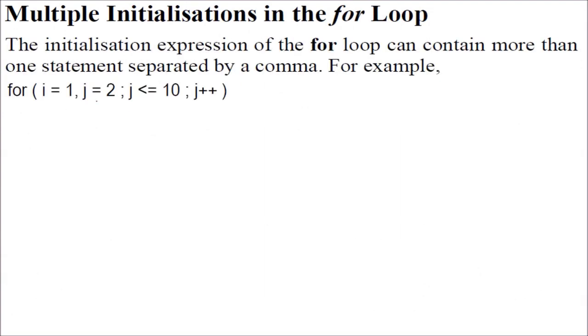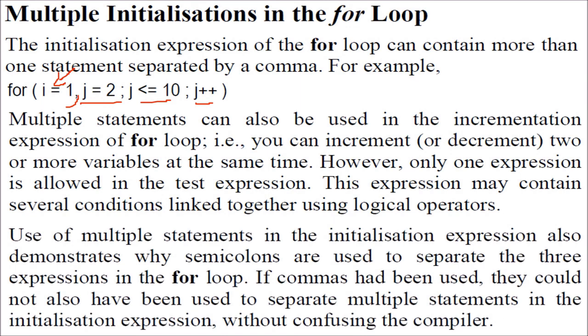Multiple initializations for the for loop. Inside the for loop, we can initialize, say we are using i and j, j equal to 2. We can also initialize i equal to 1. This is also possible. You just have to use a comma here, not a semicolon. So this can be multiple initialization, and whenever you get into proper programming, you will see this becomes very handy.